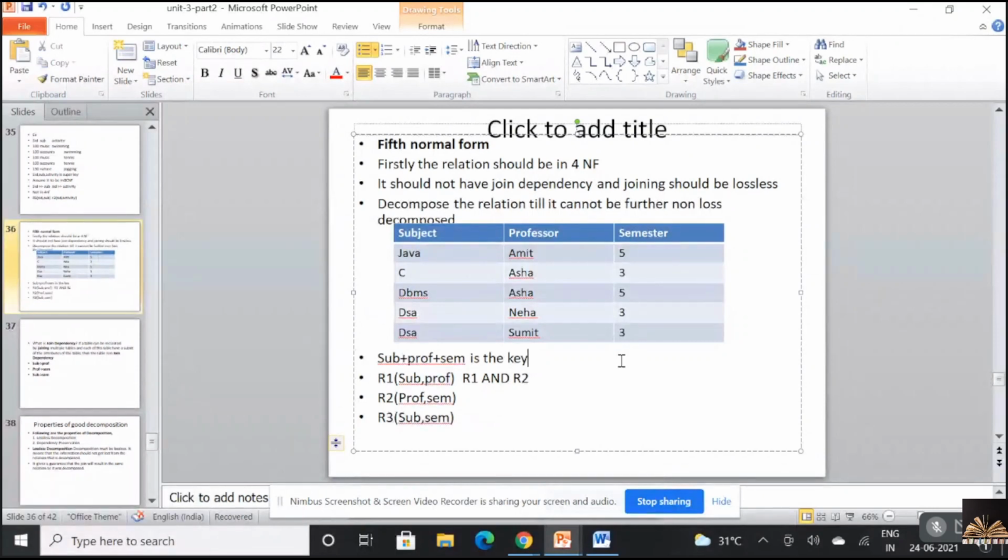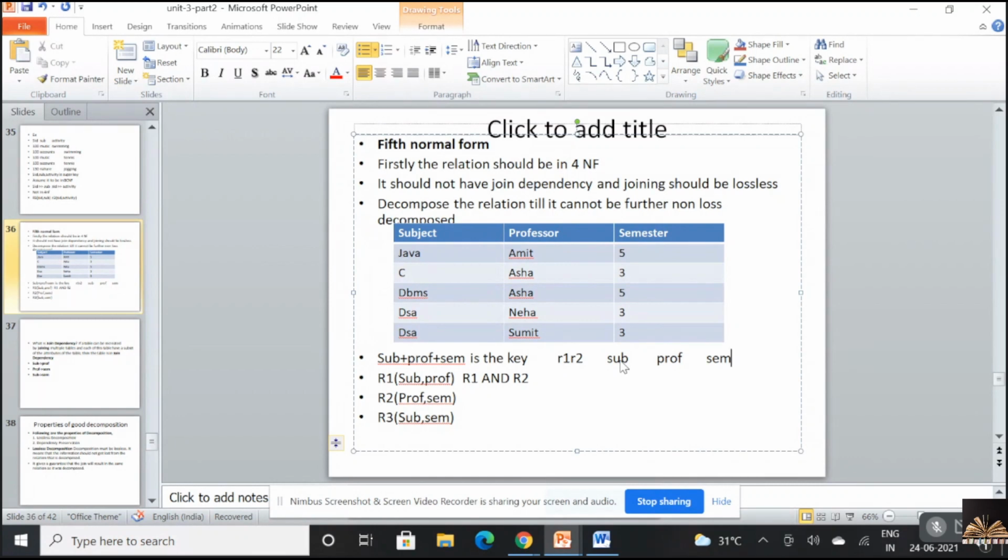So what would the new table look like? I'll write this as the R1, R2 table. I'll be having how many fields? One is subject, the other one is professor, the other one is semester. I hope it's clear for you. Because professor is being repeated, I need not write it twice or thrice more.